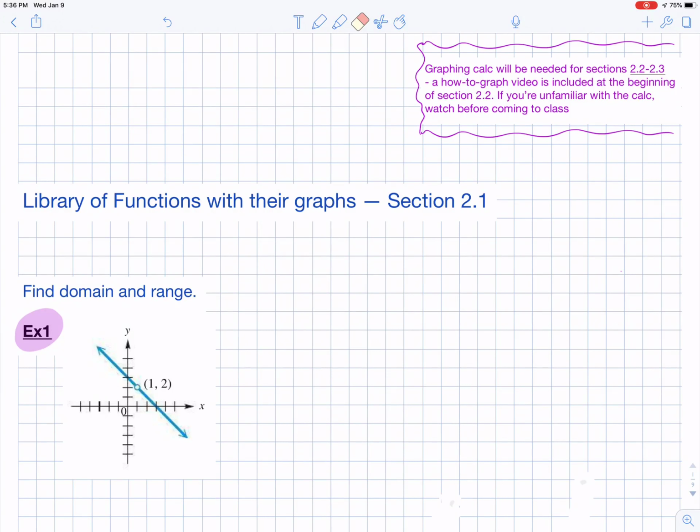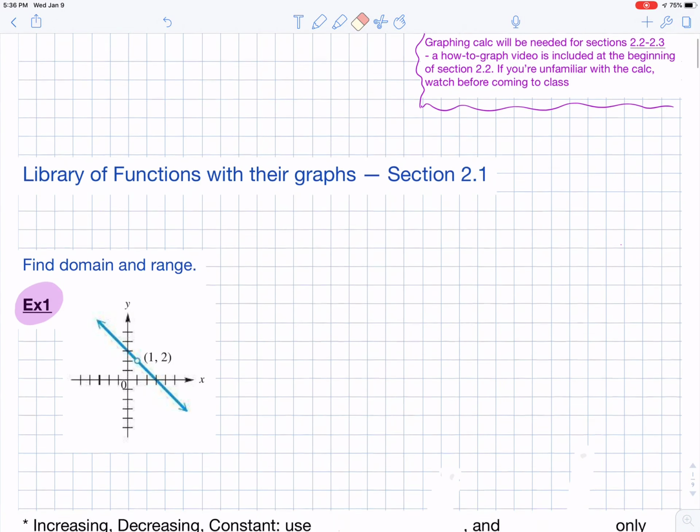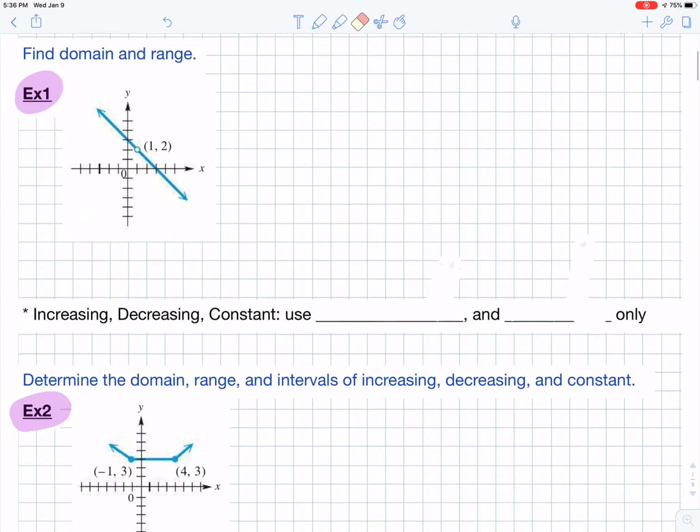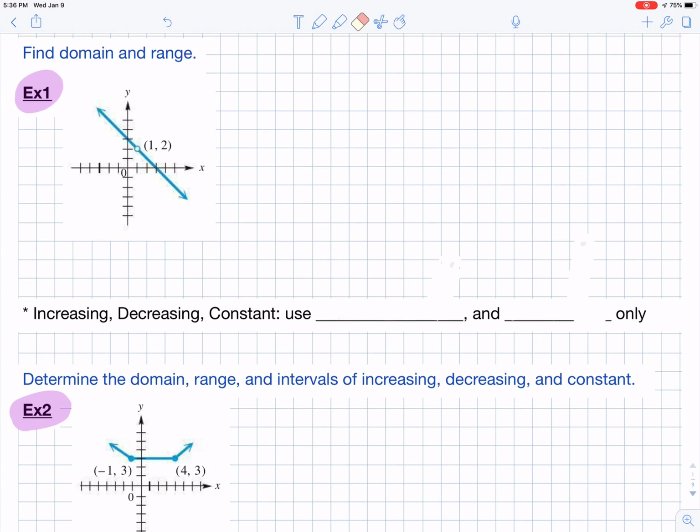Hey folks, this is the first video that we have in section 2.1 dealing with the library of functions. Before I get into the library, I'd like to talk about increasing, decreasing, and constant. Just a quick note about those.